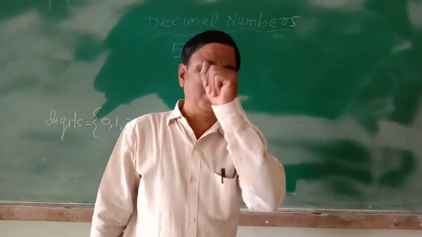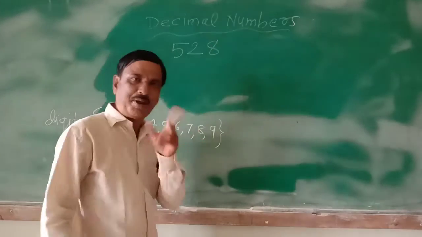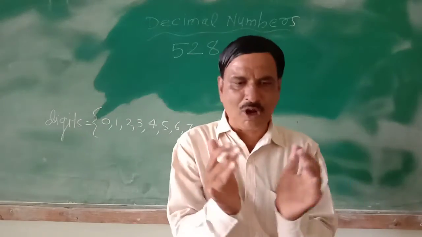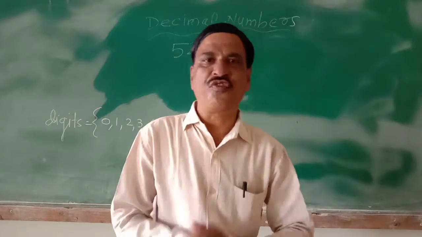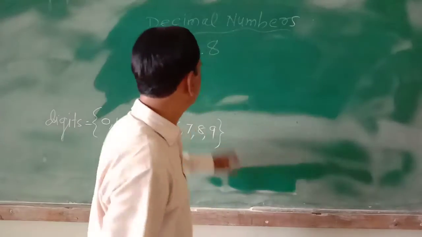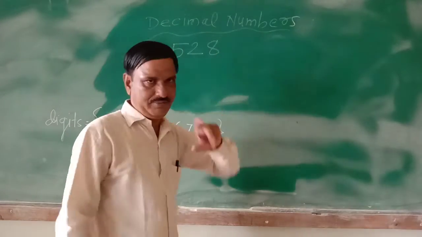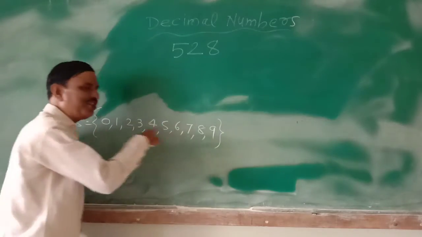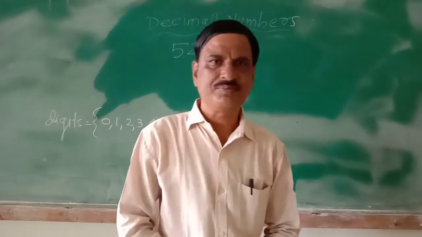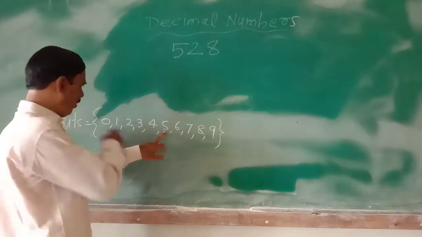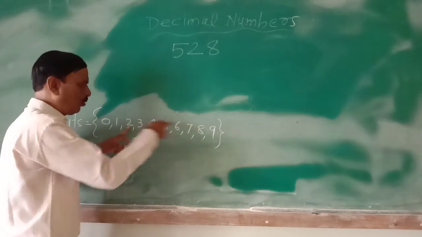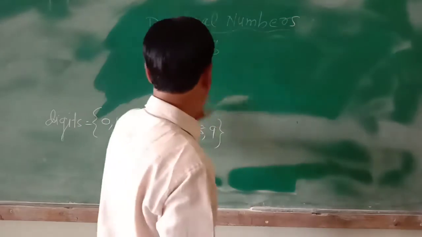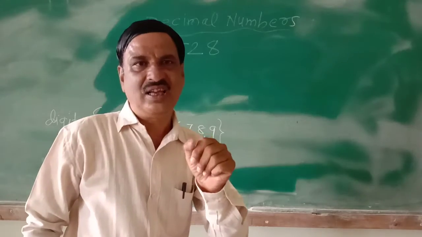A decimal number is a number. Here in the example, decimal number 528 is made up of 3 digits, 5, 2, 8. These 3 digits are coming from the decimal digit set. 5 is coming from the same set, 2 is also from the same set, and 8 also belongs to the same set. Thus this number is called a decimal number.